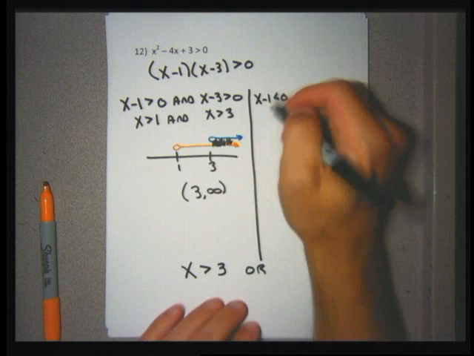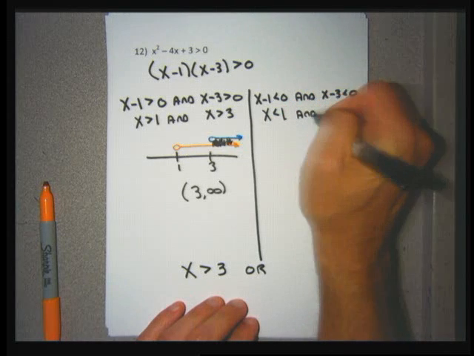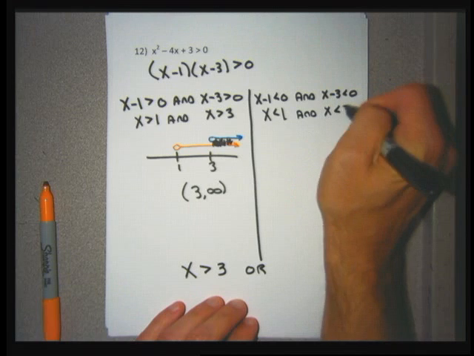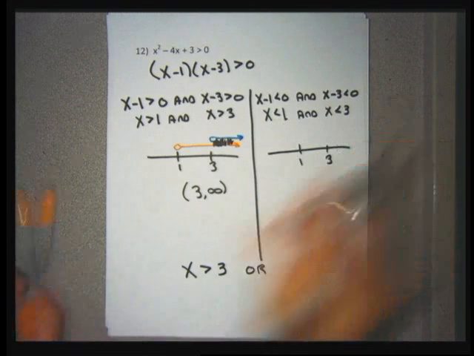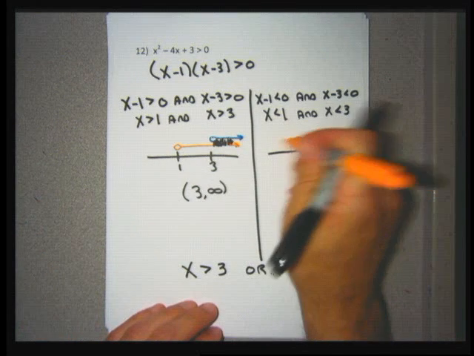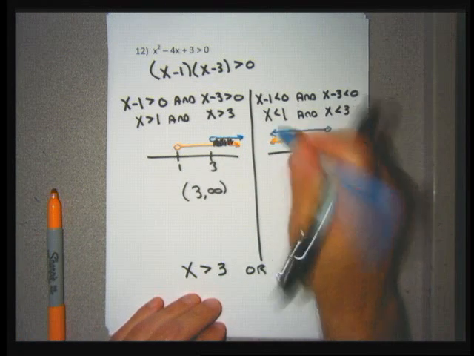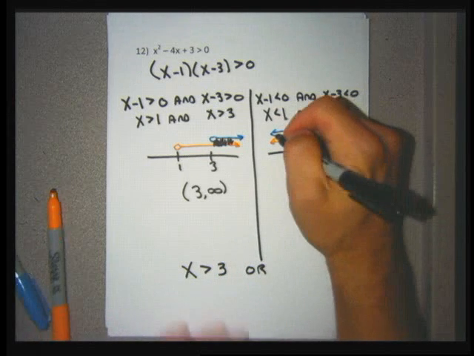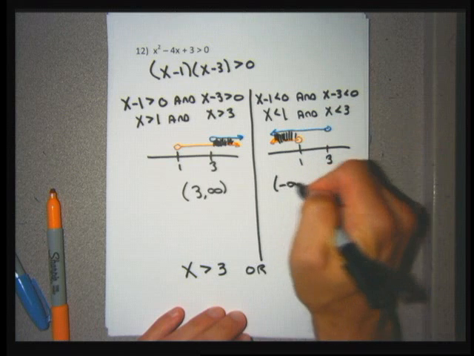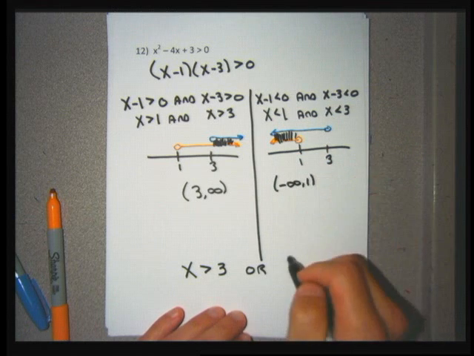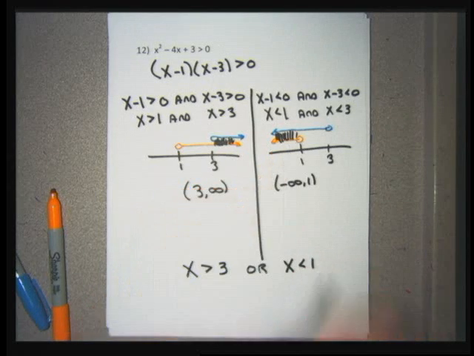For the second scenario, I solve this and get x is less than 1. And I solve this and get x is less than 3. Draw 1 and 3 on my number line. X is less than 1, I go to the left of 1. X is less than 3, I go to the left of 3. Again, I'm looking for where I have both shadings. That's anything between negative infinity and 1. Or similarly, I would define that region as x is less than 1.